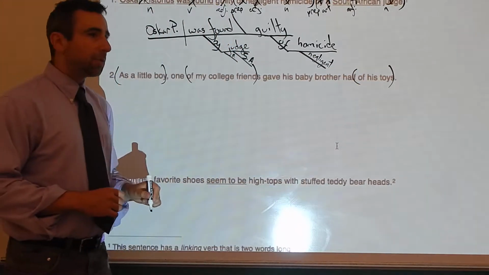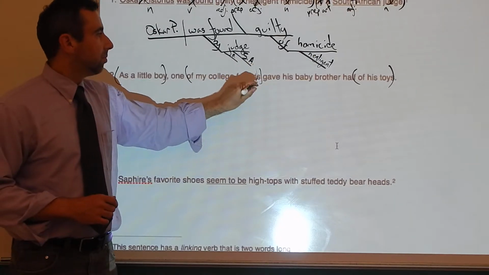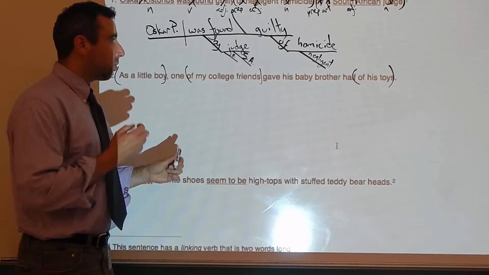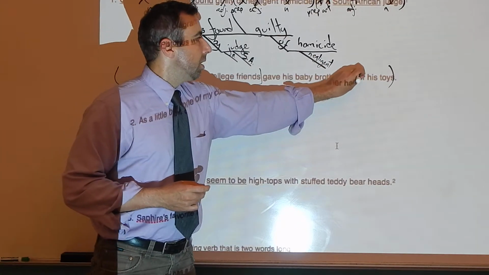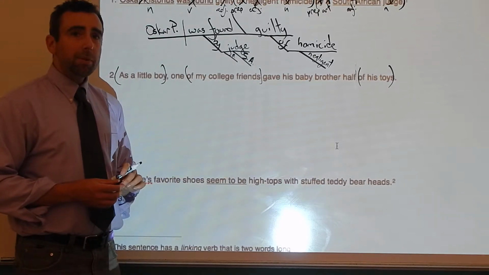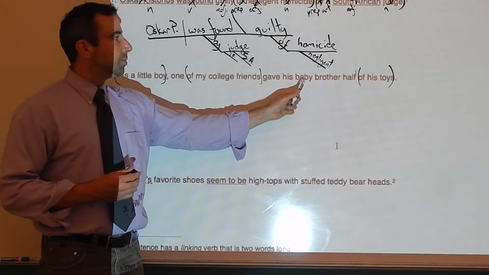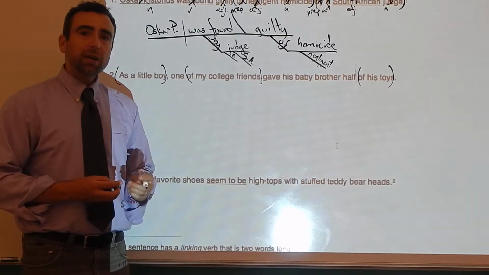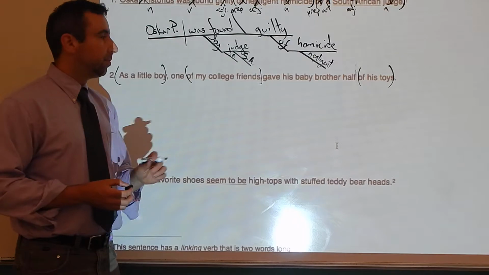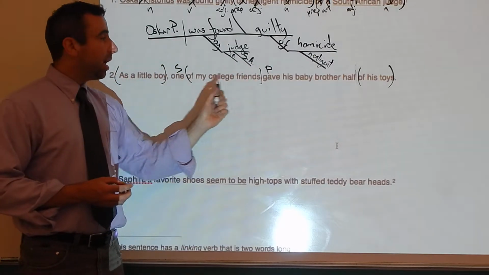This sentence has 3 prepositional phrases. As a little boy, of my college friends, and of his toys. So now that we've got those prepositional phrases, we don't need to think about the words in the prepositional phrases much when it comes time to think about the parts of the sentence. So what we're left with is one gave his baby brother half. First 2 things, identify the subject and the predicate. Pause the video for a second if you need to. All right, the subject is one and the predicate is gave.